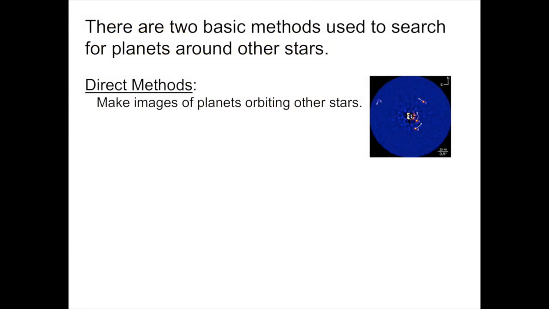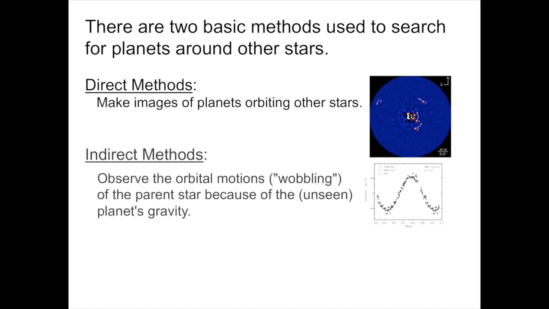There are two basic methods that we use to search for planets around other stars. The first of these is what might be considered the most direct method. Take a picture of a star and look to see if there are any planets orbiting around it. The other methods are called indirect methods. These are where we don't actually observe the planet directly by taking a picture of it, but rather by looking for the effects of the presence of that planet on its parent star.